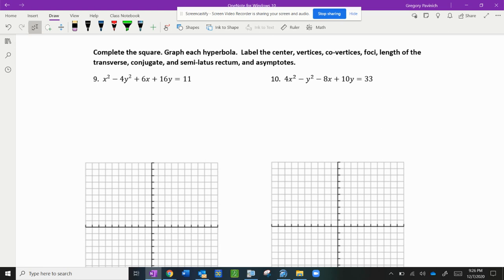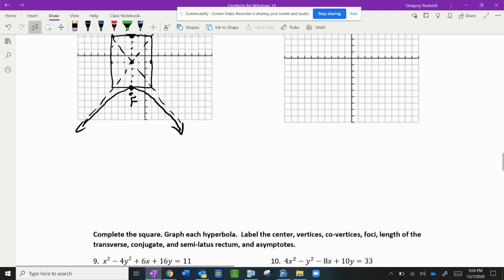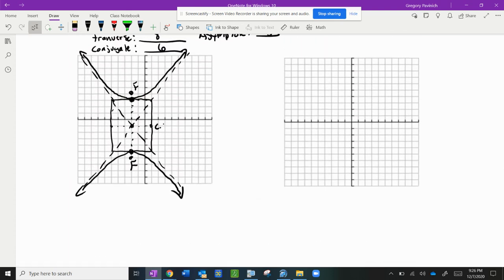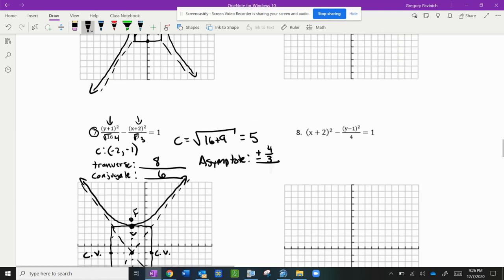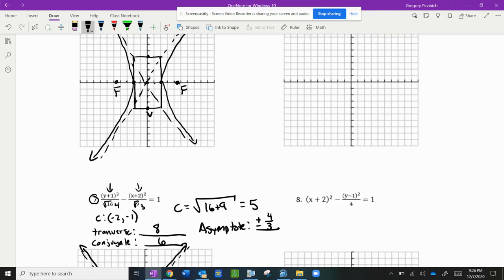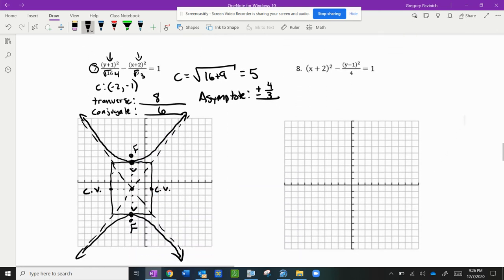Okay, the next thing that I'm going to do, and I guess if you wanted to call these co-vertices, we could. The other ones that were not the vertices, these would be the co-vertices. I just noticed that. Vertices are the vertexes of the parabola and things.